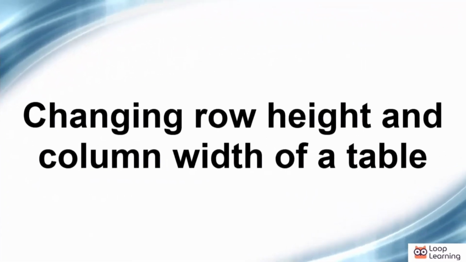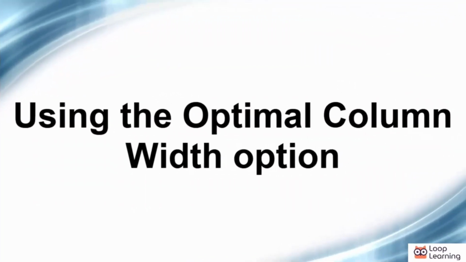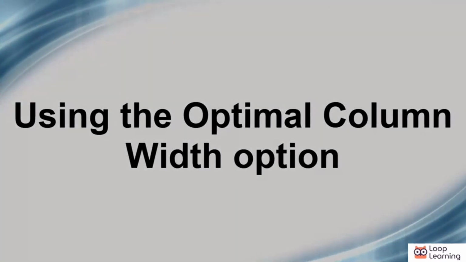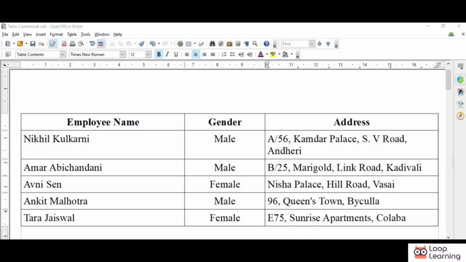Changing the row height and column width of a table. You can change the row height and column width of a table by using different options available in Writer. Using the optimal column width option. Sometimes, you might want to adjust the height of a row and width of a column depending on the content in each column of the table.